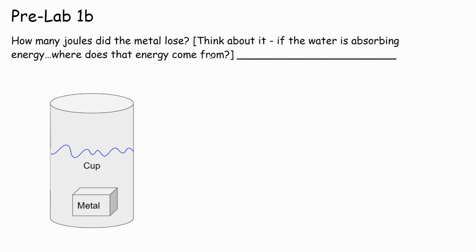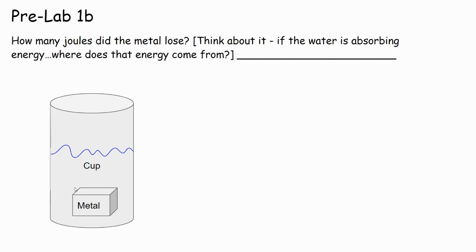Pre-lab 1B. So what it wants to know now is how many joules did the metal lose? So think about it. If the water is absorbing the energy, where does that energy come from? Remember what I was explaining earlier, that if something is losing energy, something else has to be gaining it. It can't just be lost and then that's it. Something else has to gain it because we have to conserve energy. So what we have going on is we had a hot metal put into a cup of water that was relatively cold, and then the water heated up, but the metal cooled down.